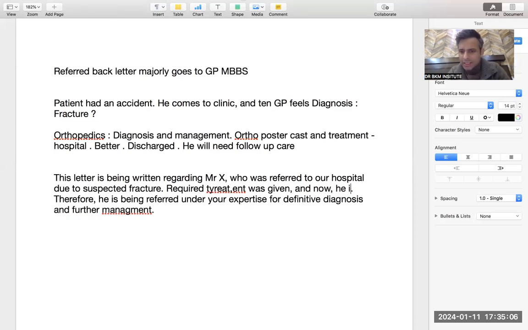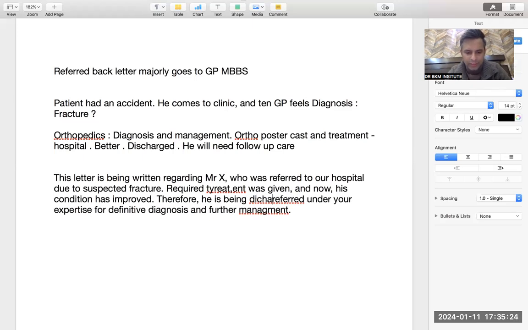Simple. There is nothing complex. Now his condition has improved. It's almost done. So what will happen? Therefore, he is being discharged. When you have improved the condition of the patient, you will discharge the patient. Therefore, he is being discharged. But he needs follow-up care. So you are saying, but he needs follow-up care.